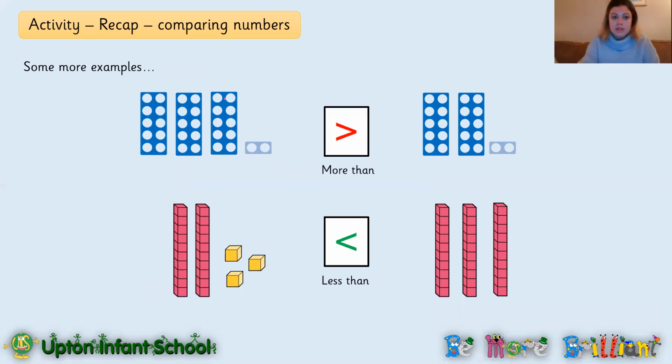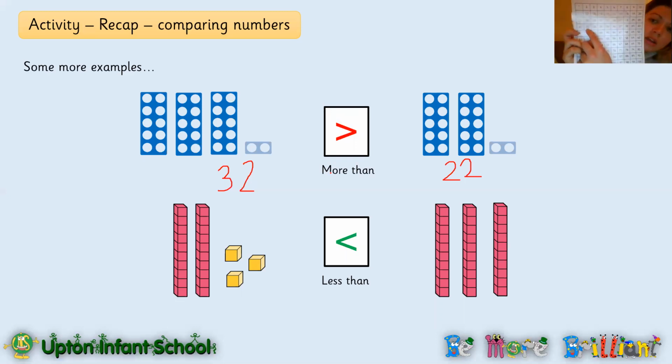So we've got some numicon here. Remember how we said that it is much easier to count in groups of 10. So we've got 3 groups of 10 here and 2 ones. So that makes 32. 32 is more than 2 groups of 10 and 2 ones. 32 is more than 22. Now we know that's right, because if we look at our 100 square, our 32 comes after our 22.